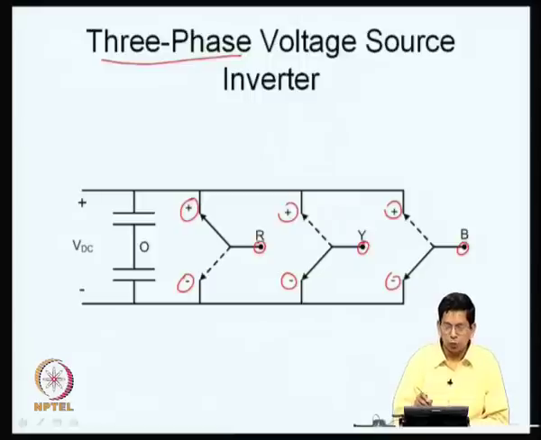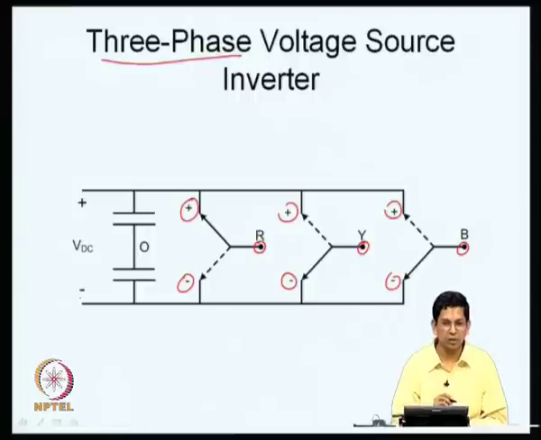So, one set of throws are connected together and connected to the positive bus, another set of throws are connected together and connected to the negative bus. So, this is what you have now. This is basically a 3-phase voltage source inverter represented in terms of generic switches. Now, we need to realize this electronically.